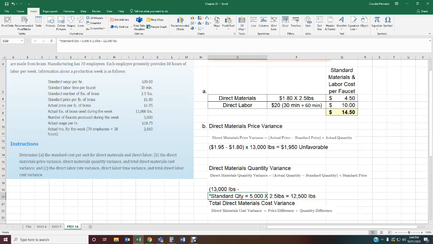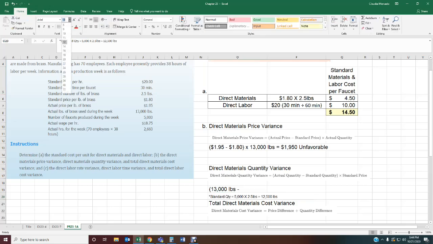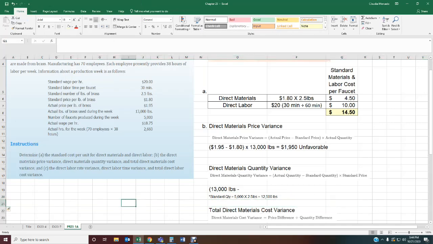So my standard quantity was 5,000, the number of faucets that I need to manufacture. And what's my standard material usage per faucet? It says here that the standard number of pounds of brass you need is 2.5 pounds. So that's going to give me my standard quantity of 12,500 pounds.